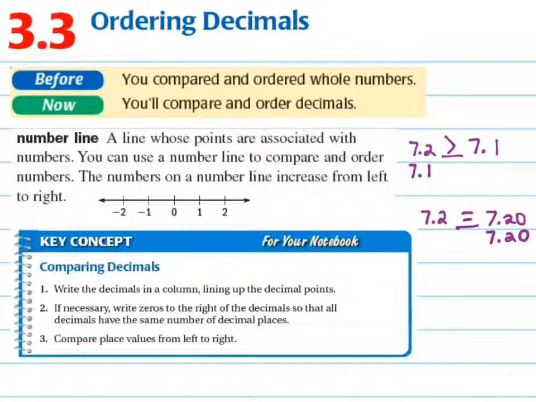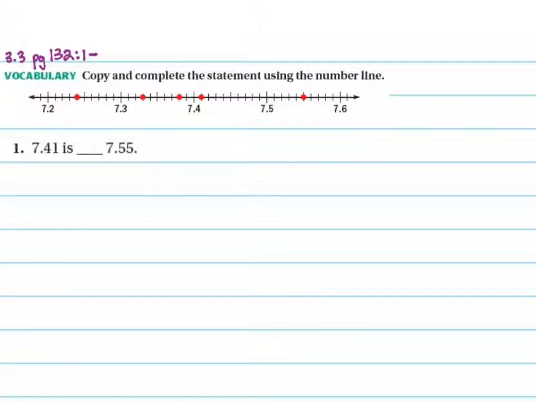Now let's move on to the assignment. Today we're going to be on page 132. This is lesson 3.3. The very first one says copy and complete the statement using the number line. And so we have 7.41 blank to 7.55, and we're comparing these. If we find 7.41, which is this point right up here on our number line, and we're comparing it with 7.55, which one's bigger? Well, obviously 7.55 is larger, and so we see that on the number line.